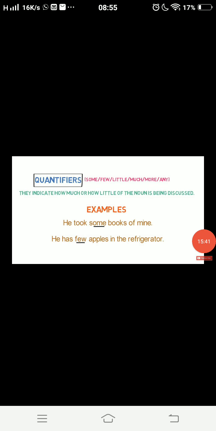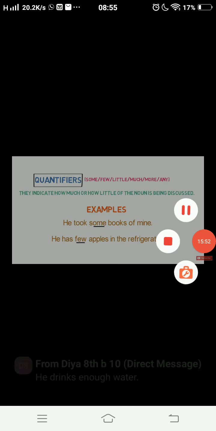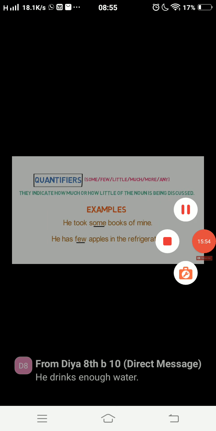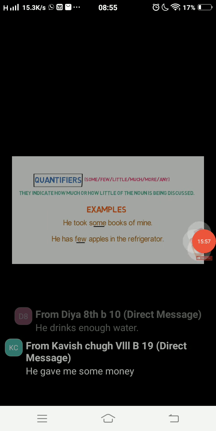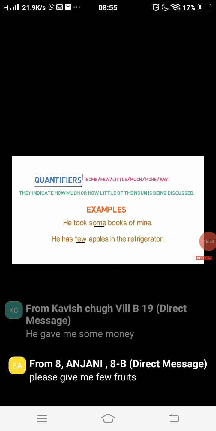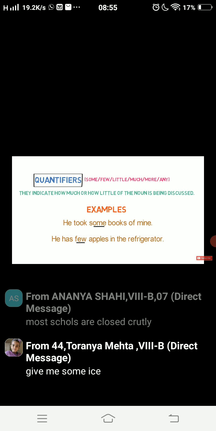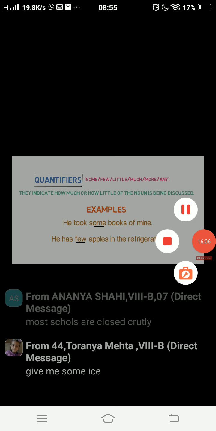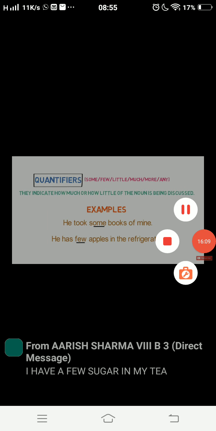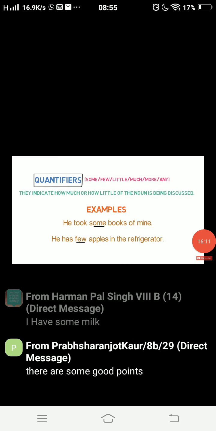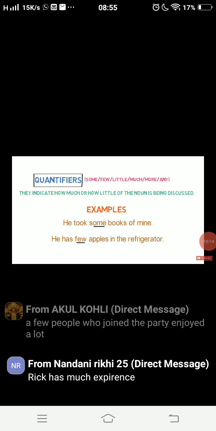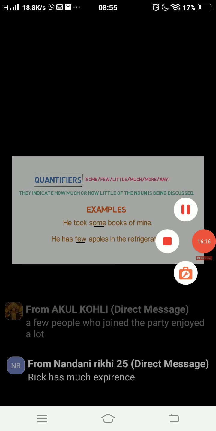For example, write down quickly, give me examples. Now I will not repeat the examples again and again. You people will be giving me examples. Okay, bache, type in the chat box examples of determiners of quantity or quantifiers. Hurry up. Very good, Kavish, Anjani. I'm really proud of these students. Taranya, Ananya. Be quick with your answers. I'm reading side by side. Yes, Arish, Prabsharan Jodhpur, Harman, Akul Kohli, Nandini, very good students.